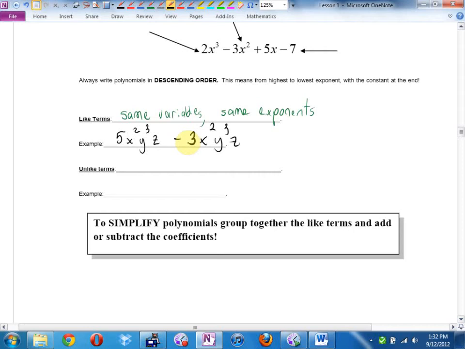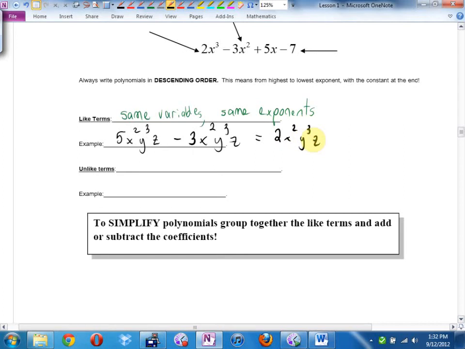In fact, what would this simplify to? What is 5x squared y cubed z minus 3x squared y cubed z? 2x squared y cubed z. 2x squared y cubed z's.